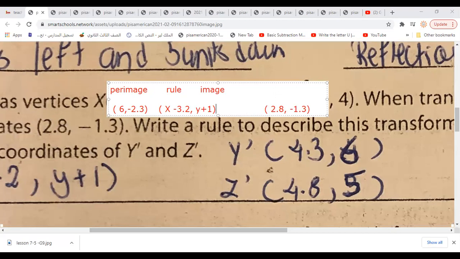Then we are going to find the image for the rest of the points. Fadia, you got it? Any other question? It depends on this rule. So Y prime will be (4.3, 6) and Z prime will be (4.8, 5). Once you have a pre-image and an image and we are looking for the rule, we have to subtract image minus pre-image.